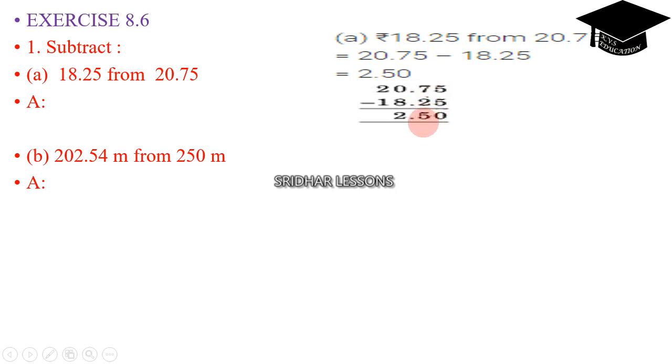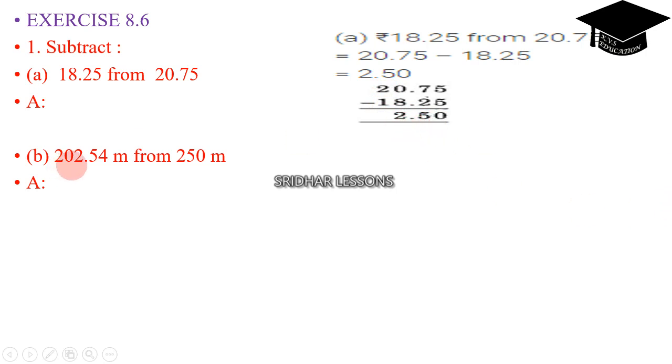7 minus 2, 5. And 0, that means we have to borrow 10. 10 minus 8 is equal to 2. 2 minus 1 is equal to 0. So this value is 2.50.